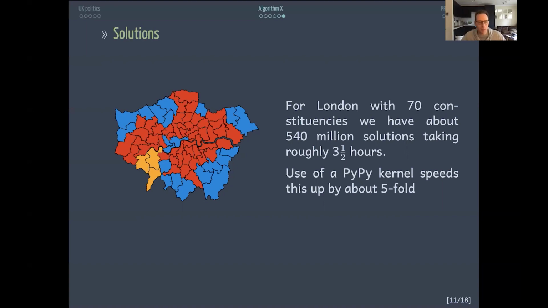The Algorithm X code, which was written by a competitive Python programmer from Iceland, you can just do a standard pip install of this one. It was written in pure Python. It used lists, and I found that if you use a PyPy kernel, you got a speed increase of up to 5-fold.